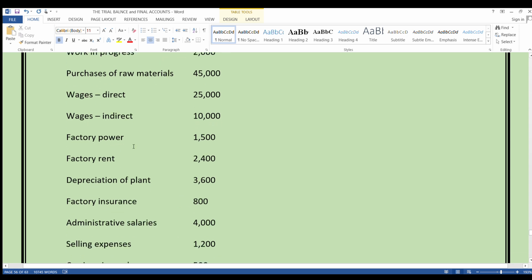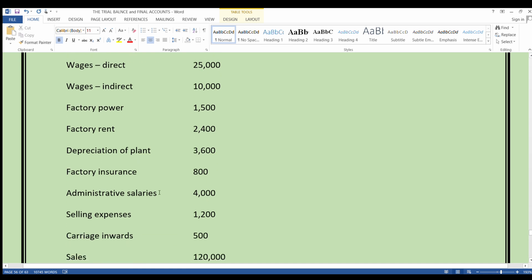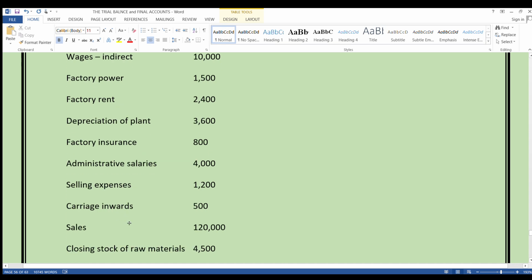Then we've got factory power, factory rent, depreciation of plant, insurance, administrative salaries, selling expenses, carriage inwards, sales. So some of them, like sales, where do you place them? Okay, they are not supposed to be in the manufacturing account. But remember what I said: after you get your production cost, you may need to calculate the net profit. Therefore, you need the profit and loss account. That's where the sales and these others are going to be.